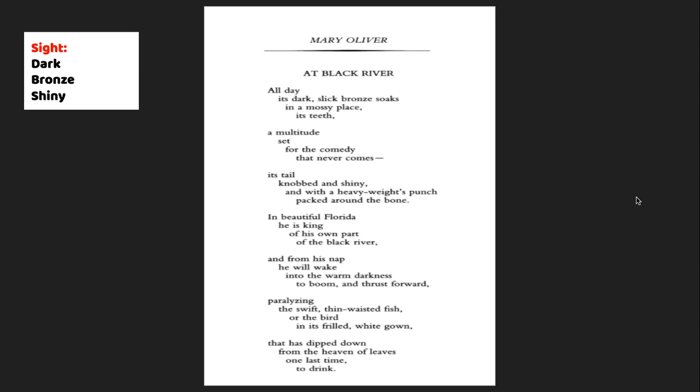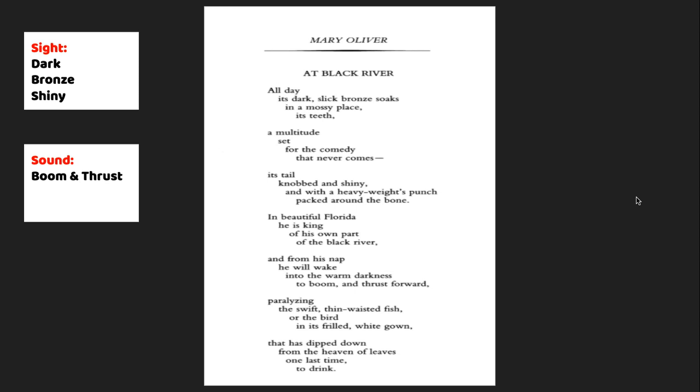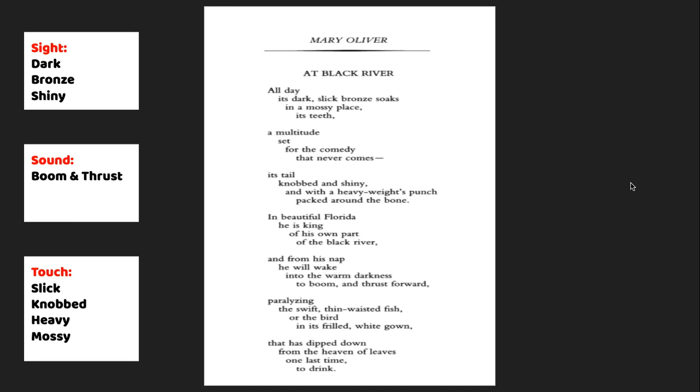If we keep looking at the poem, we've got sound. Mary Oliver uses the words boom and thrust to kind of pull us again with a different sense into this image of what's happening at Black River. And then finally, I think she does a wonderful job using touch. She uses the words slick, knobbed, heavy, mossy, all of these kind of tactile things that we could feel with our hands. So that is Mary Oliver's At Black River.